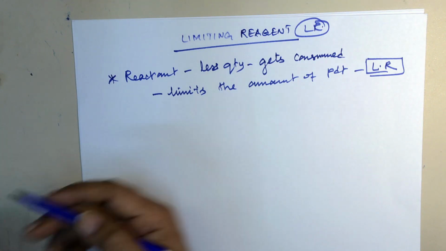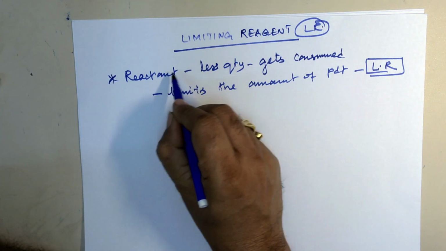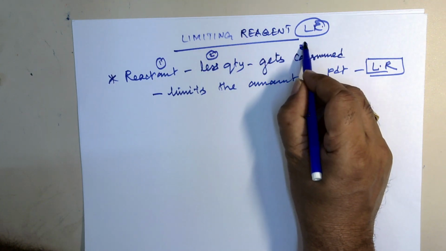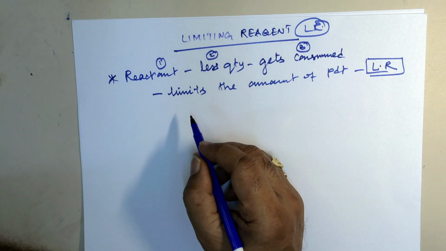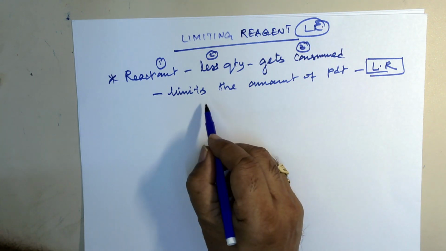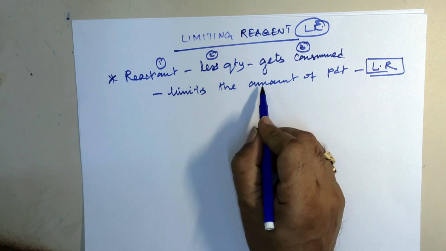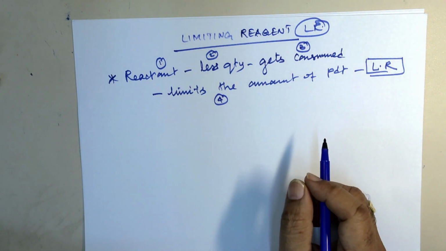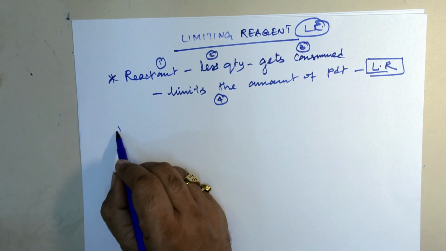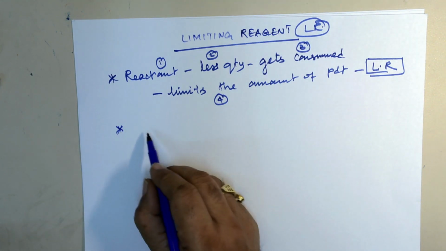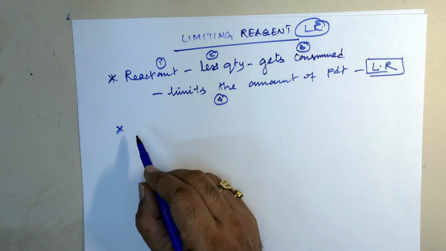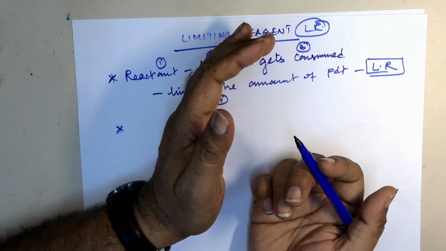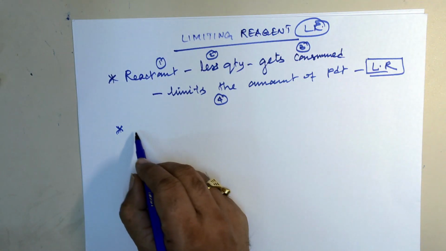So what is a limiting reagent? A limiting reagent is a reactant which is available in less quantity and gets consumed, so it limits the quantity of the product formed. And the reactant other than the limiting reagent: because one is a small quantity, the other is available in excess, is it not?